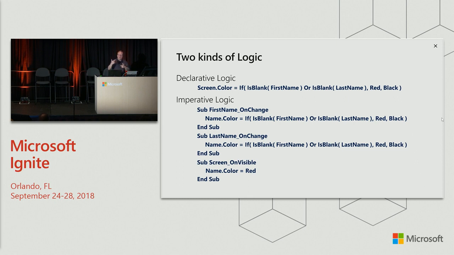That's the beauty of being declarative and funneling it in through one formula. If you want to know what's going on with the color of the screen, there's only one place to look. It's that one line. If it's not happening there, it's not going to have an impact on the screen.